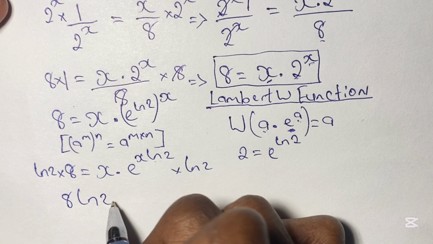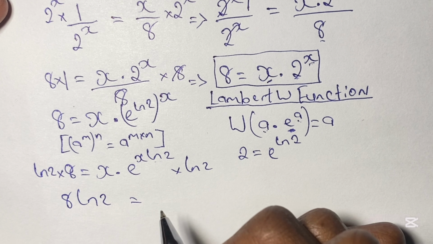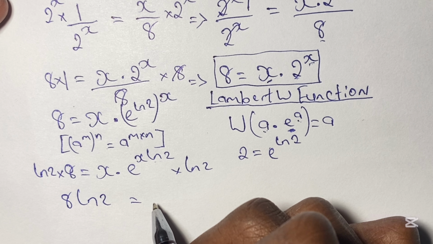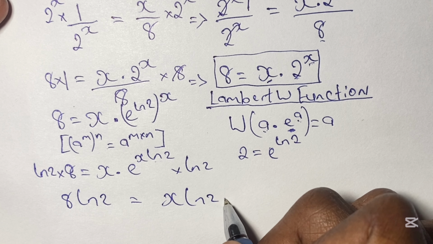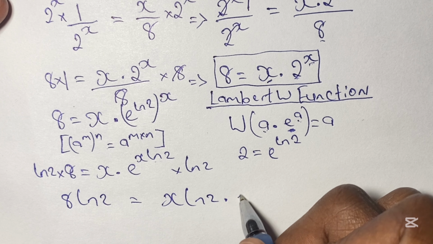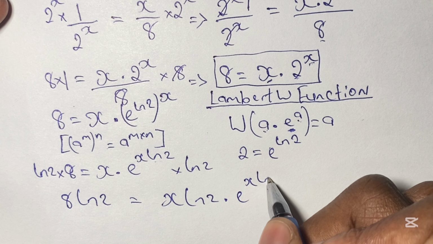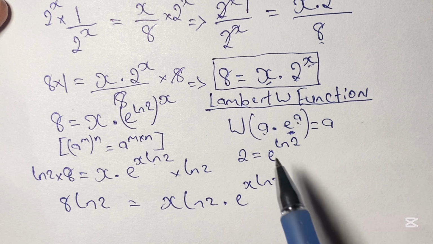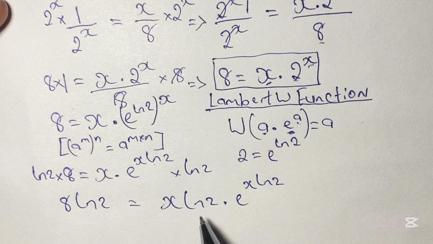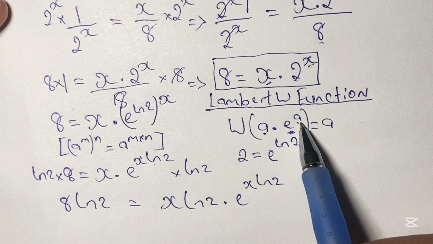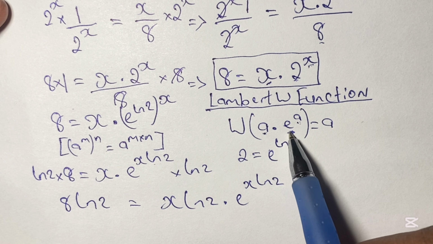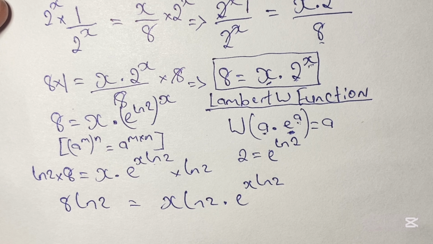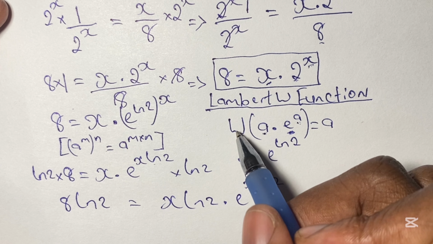So from here we have 8 ln 2 is equal to, multiplying both sides by ln 2, we get x ln 2 times e to the power of x ln 2. And now having this equation, we can see where we have a in the base, so x ln 2, and in the power we have a again, so we have x ln 2. But this time around we have our e in the middle. This means that we can now successfully apply our Lambert W function.